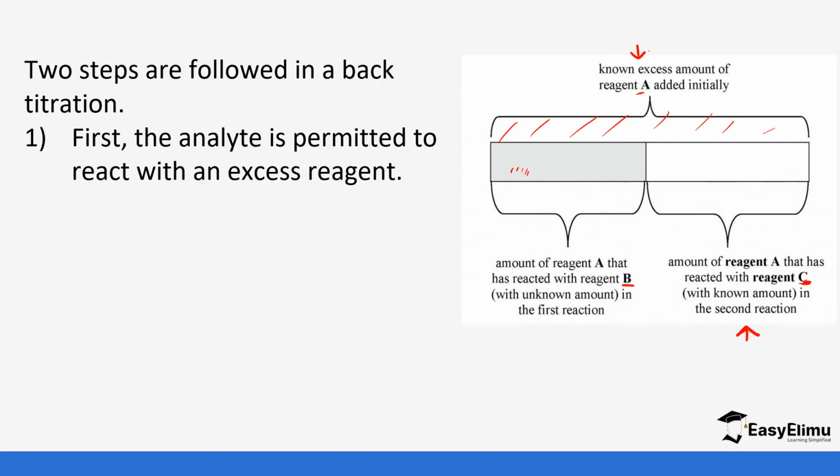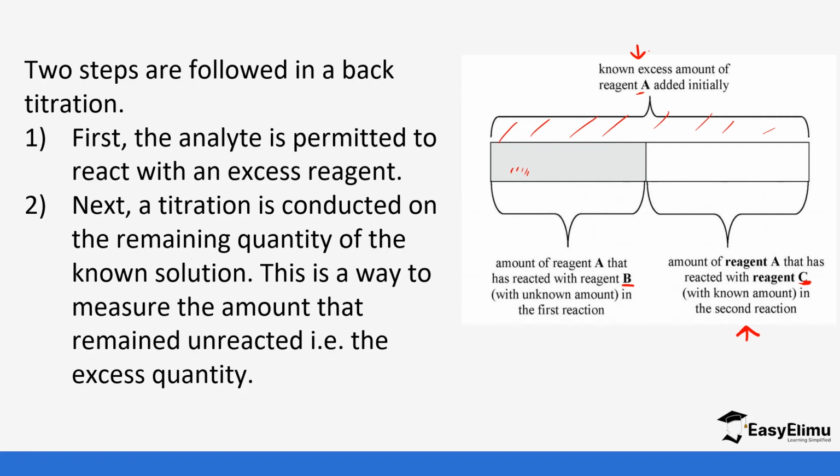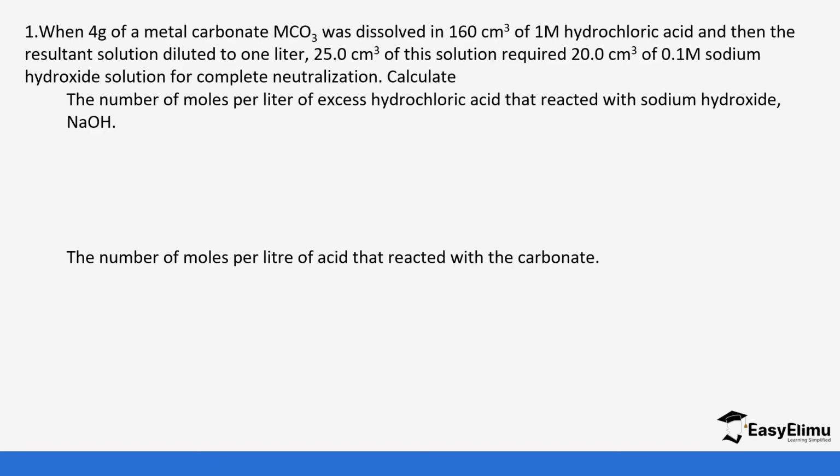The analyte is permitted to react with an excess reagent, and then a titration is conducted on the remaining quantity of the known solution. That way, it is a way to measure the amount that remained unreacted, which is the excess quantity. Let's look at an example so that you can relate what we have seen.